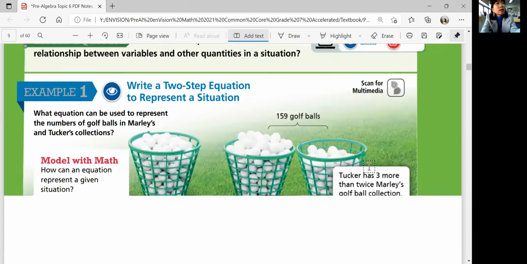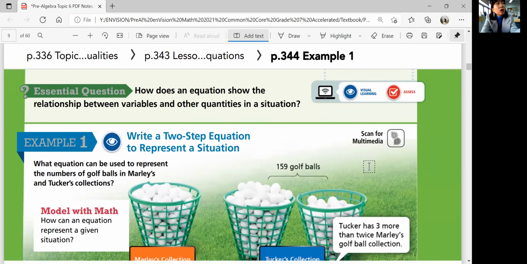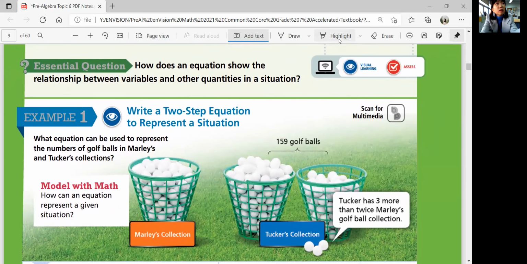Let's look at the next page. In this lesson, the essential question is, how does an equation show the relationship between the variables and other quantities in a situation? You will not only learn how to write an equation, you will also learn how to show the relationship in a real world situation. What does it mean?